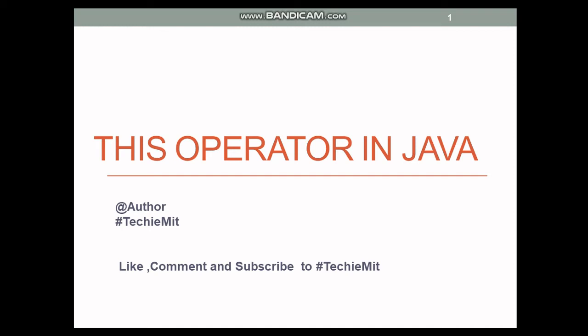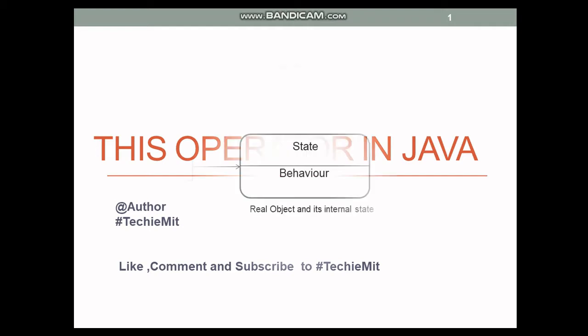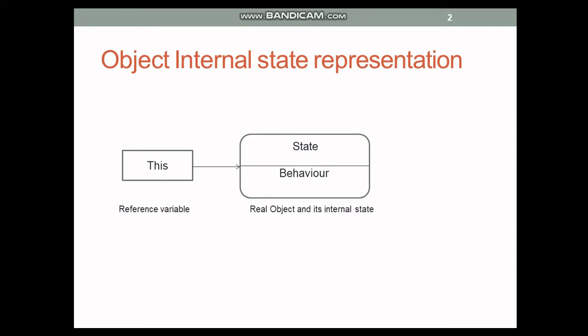Today in this video we will see uses of this operator in Java. So basically we need to consider the object's internal state represented by a reference variable. As you consider the below diagram, this is a reference variable that points to the real object and its internal state. You can visualize this variable as a reference variable. It points to a real object and it contains its own state. It might be in a transient or any kind of state, and it possesses its own behavior.